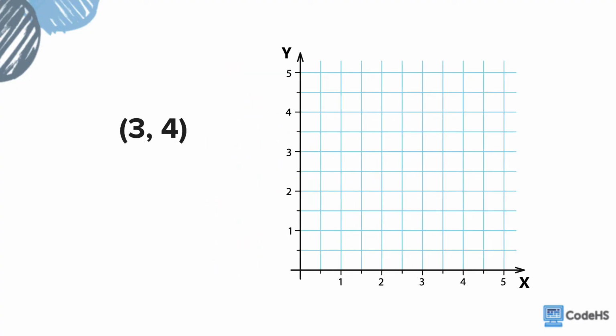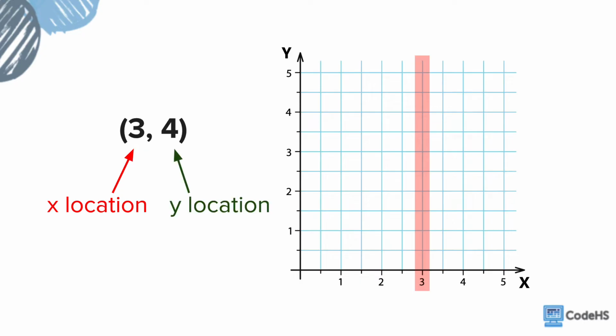If we wanted to place a point at location 3, 4, we start with the first number, which is the X location. This means that the position we want is going to be somewhere along this line. Then we look at the second number, which is the Y location. This means that the position we want is somewhere along this line. The point where these two locations intersect is the position we want. This location is located at 3 on the x-axis and 4 on the y-axis.